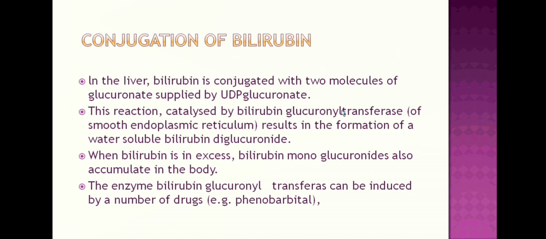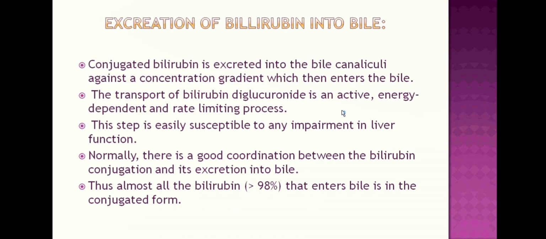Then conjugation of bilirubin. In the liver, bilirubin is conjugated with 2 molecules of glucuronate supplied by UDP glucuronate. This reaction is catalyzed by bilirubin glucuronyl transferase and results in the formation of water-soluble bilirubin diglucuronide. When bilirubin is in excess, bilirubin monoglucuronide also accumulates in the body. The enzyme bilirubin glucuronyl transferase can be induced by a number of drugs, for example phenobarbital.